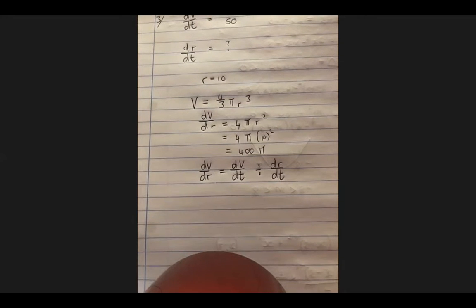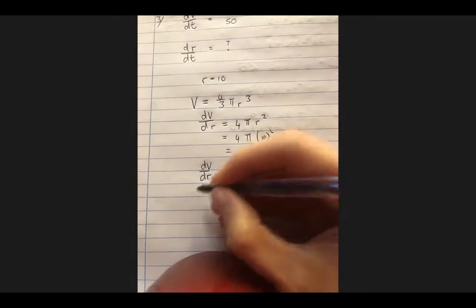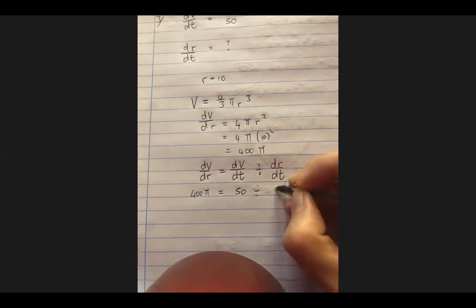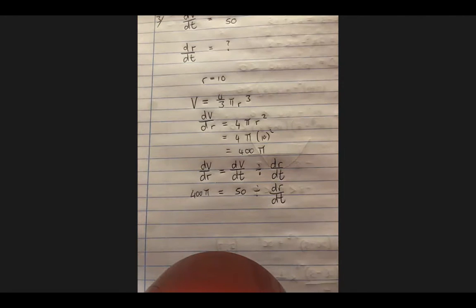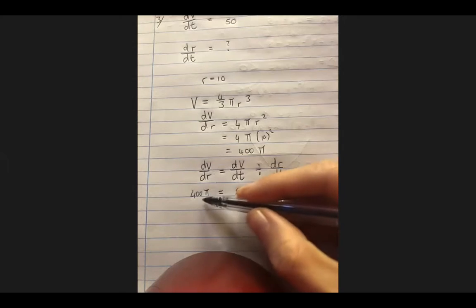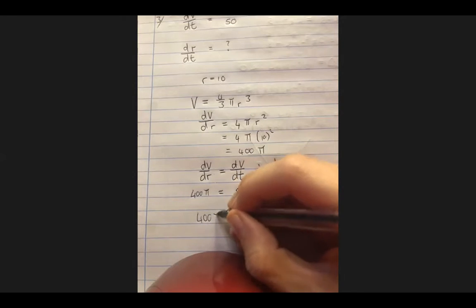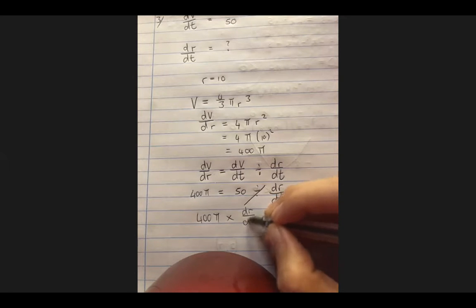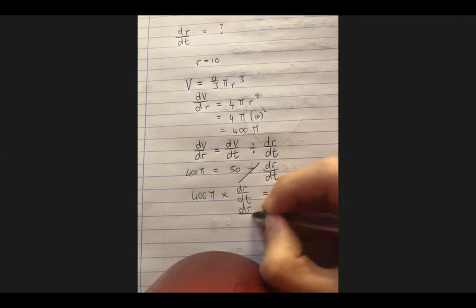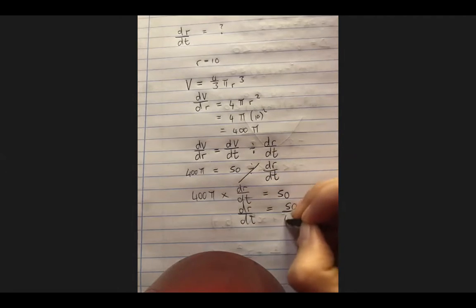We have dV/dt, we have dV/dr. Just check that you're subbing it in the right spot. And we're looking for dr/dt. Okay, if you don't like the dividing, you can also see it as 50 over this, because then you can just times it that side. So let's do that. 400 pi times dr/dt equals 50. And then obviously to get dr/dt alone, you divide that on the other side again. Let's just do that. So dr over dt equals 50 over 400 pi.